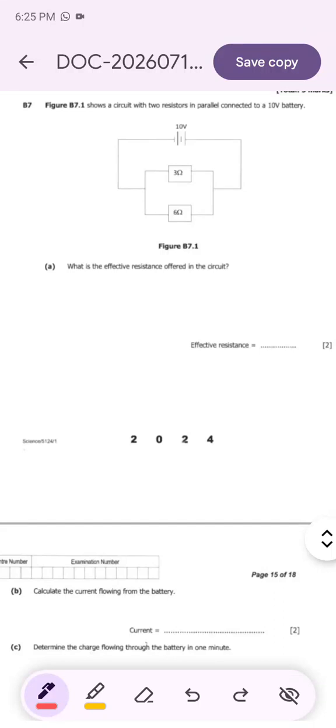Welcome to this session, physics, specifically electricity. So the question is coming from the 2024 paper, and we just want to find A, B, and C. Question 1 says, figure B7.1 shows a circuit with two resistors in parallel connected to a 10 volts battery. Okay, so that's the scenario.